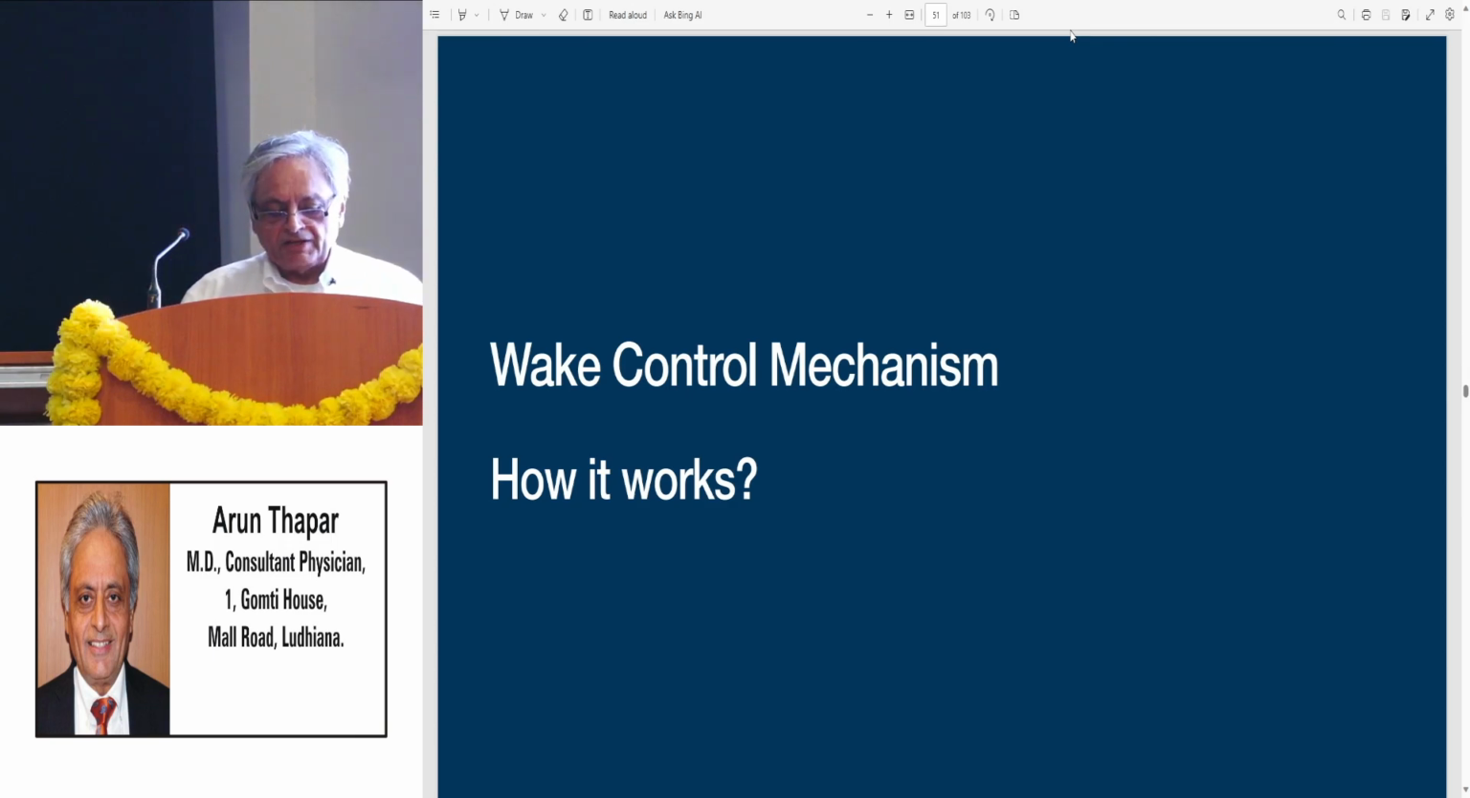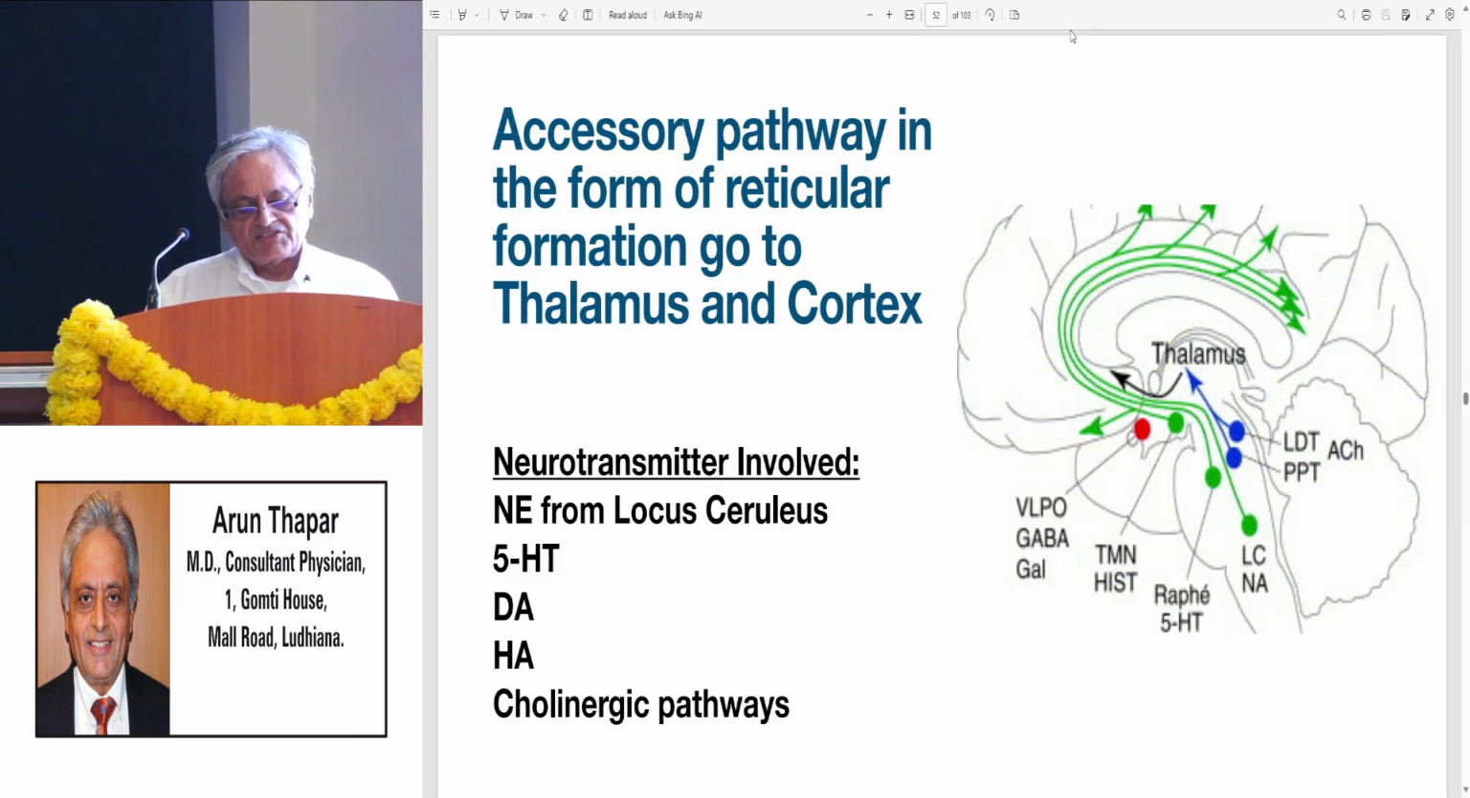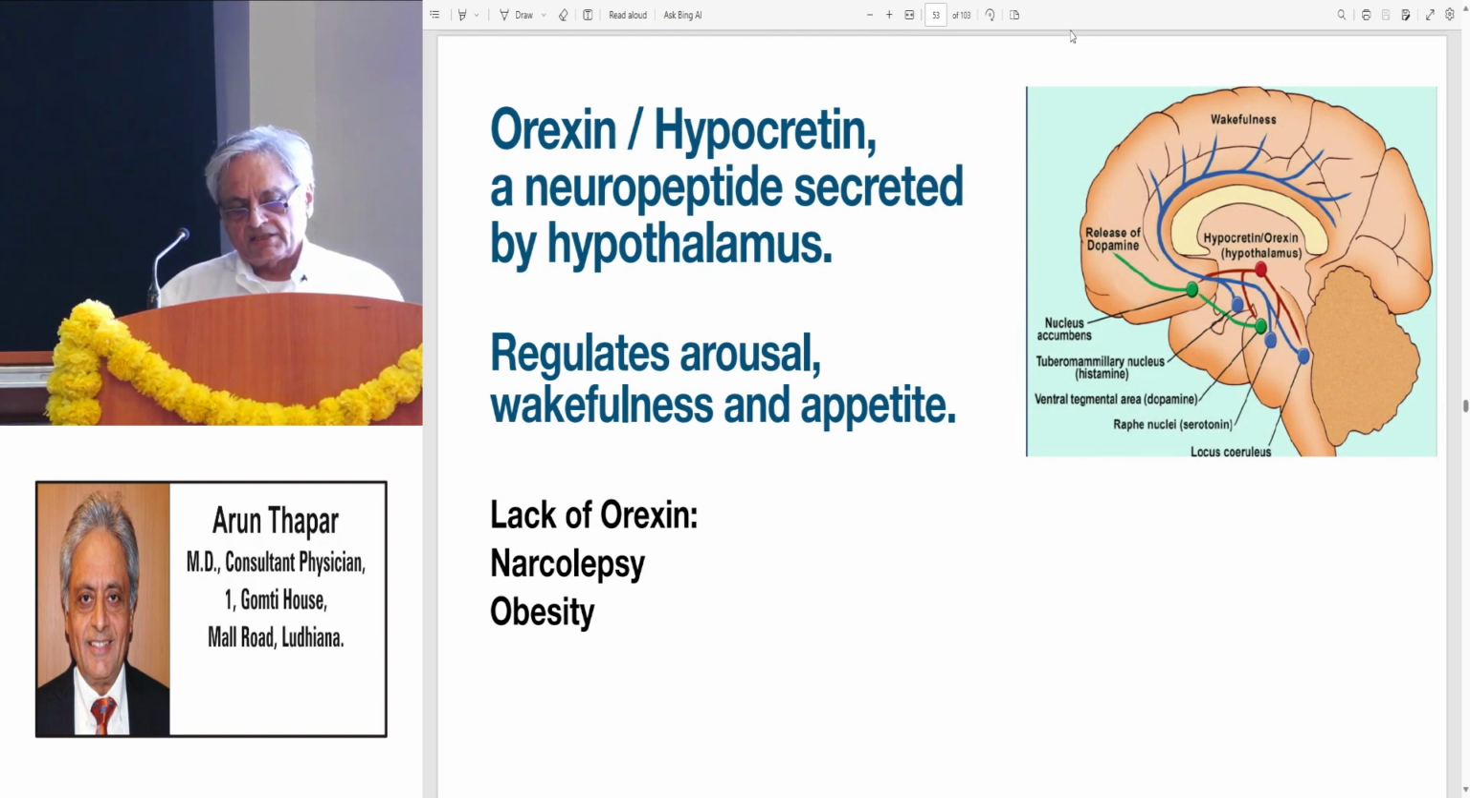Now how does this wake control mechanism work? There's an accessory pathway in the form of the reticular formation, going to the thalamus and the cortex. Certain neurotransmitters are involved, like norepinephrine from the locus coeruleus, 5-hydroxytryptamine, dopamine, and some cholinergic pathways. Orexin or hypocretin is a neuropeptide secreted by the hypothalamus. It's a very important hormone. It regulates arousal, wakefulness, and appetite. And if there is a lack of orexin, you have obesity and narcolepsy.